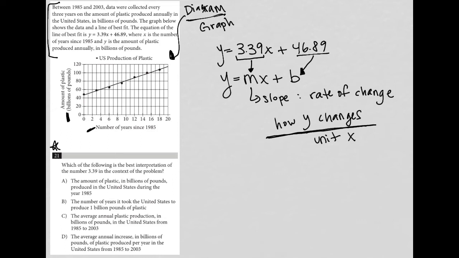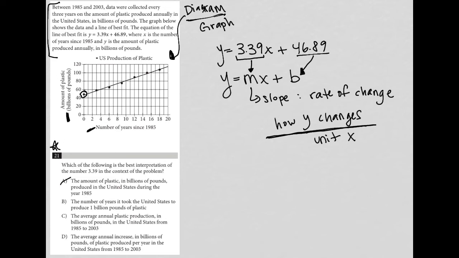So choice A says the amount of plastic in billions of pounds produced in the United States during the year 1985. Well, that's not how y changes. That's actually an actual y value, right? It's actually this point right here, right? That is the year 1985, and that would give us the amount of plastic. So that's not a change in y. So A is out.